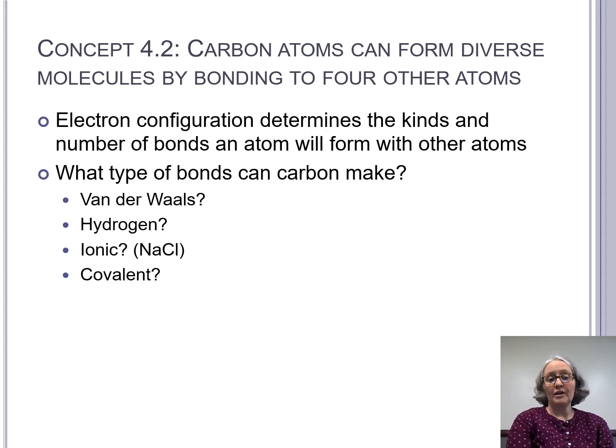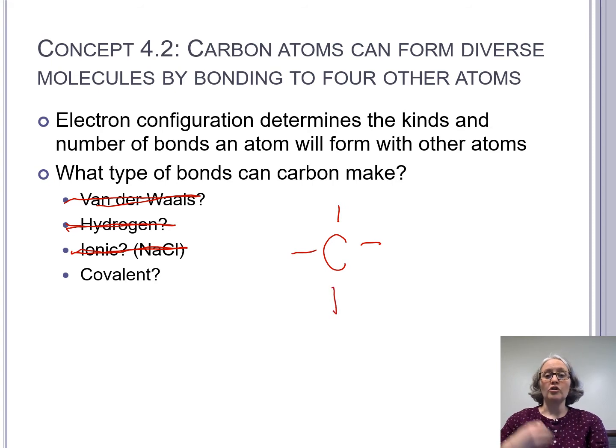It's not going to want to make van der Waals interactions. That has nothing to do with carbon. It's not hydrogen bonds, so that is not going to be a carbon bond. Is it an ionic bond? Well, no, it's not. So when we think about the kind of bonds that carbon can make, what it's doing is making 4 covalent bonds. So again, those are our strong shared electron bonds.